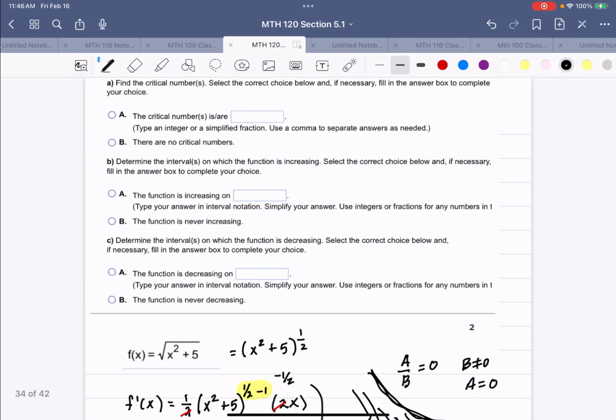So to answer our questions: the critical number is 0. The function is increasing from 0 to positive infinity, and it is decreasing from negative infinity to 0.